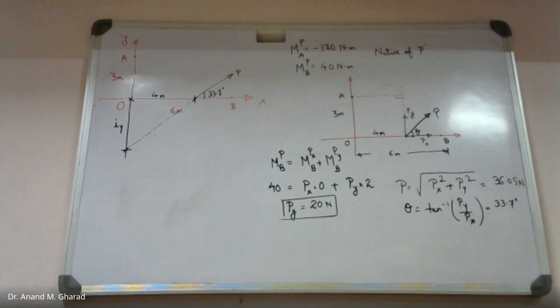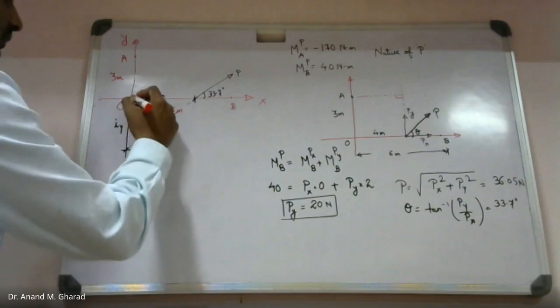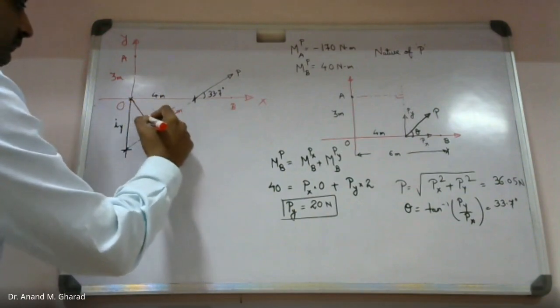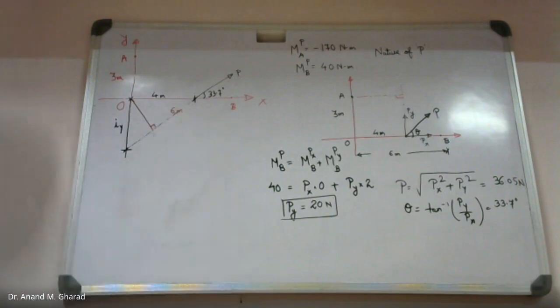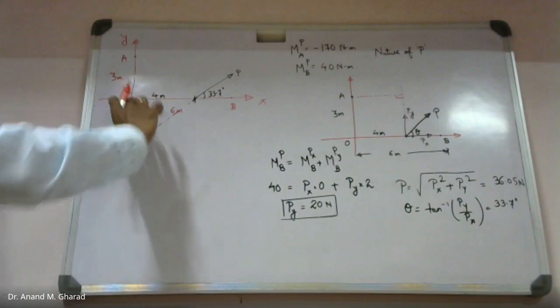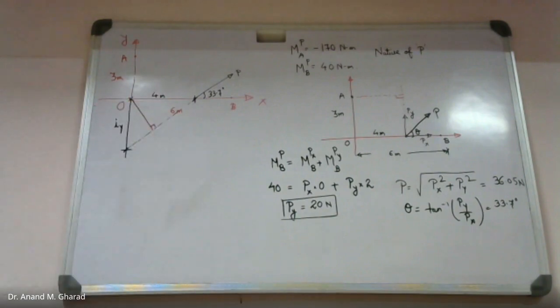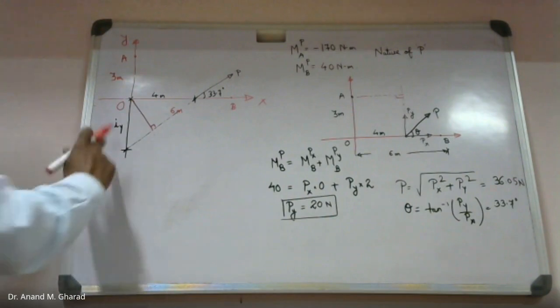So what you can do, you can drop a perpendicular and then you can do the calculation, or you can find out the Iy value by using summation of moment value. It's a simple geometry, isn't it?